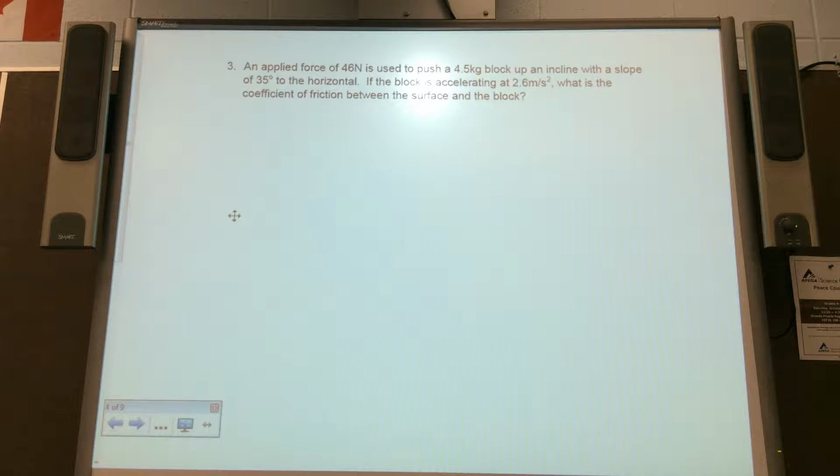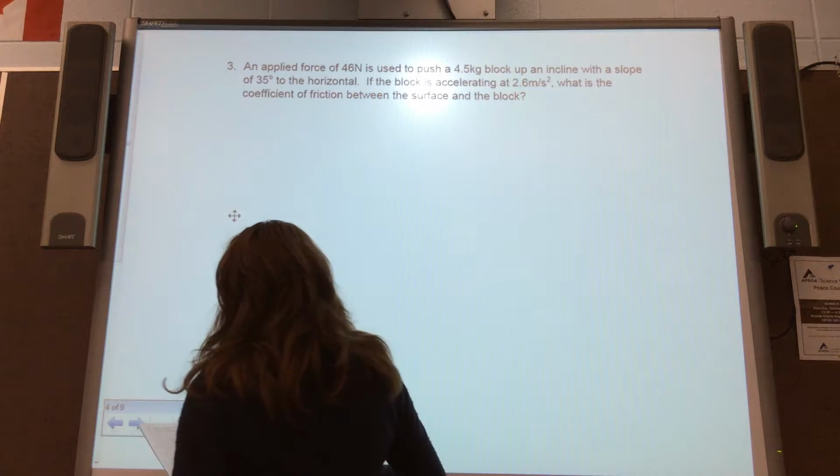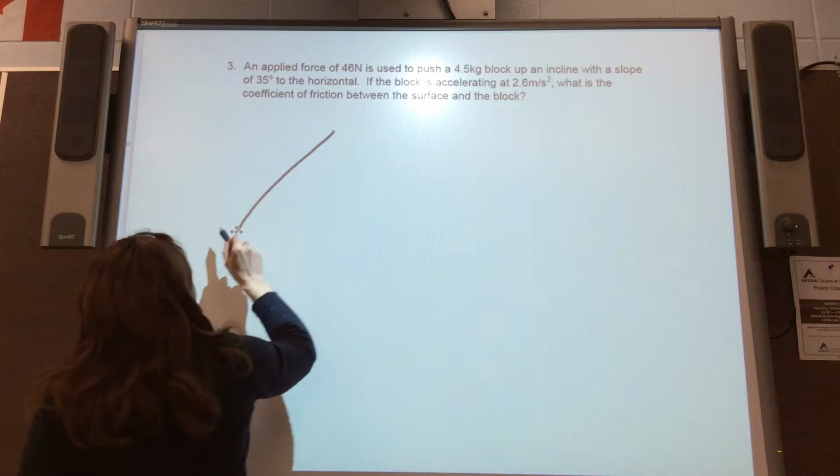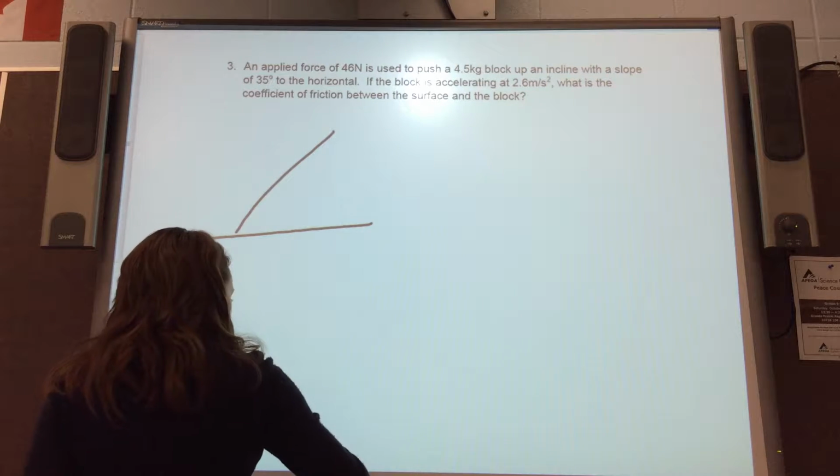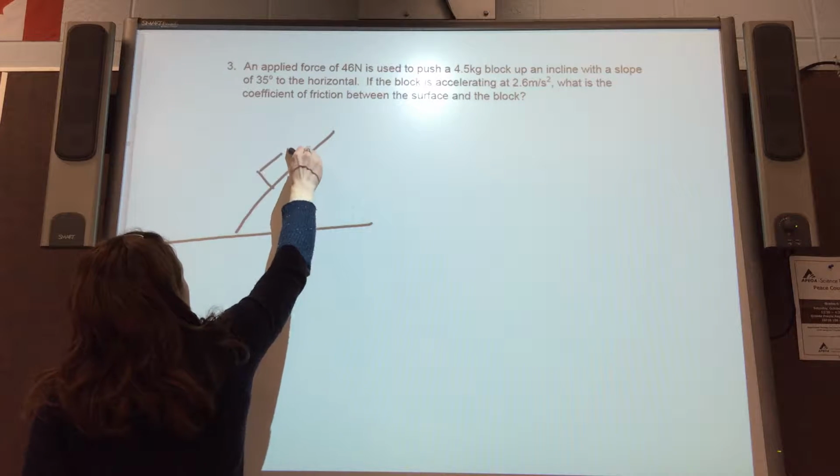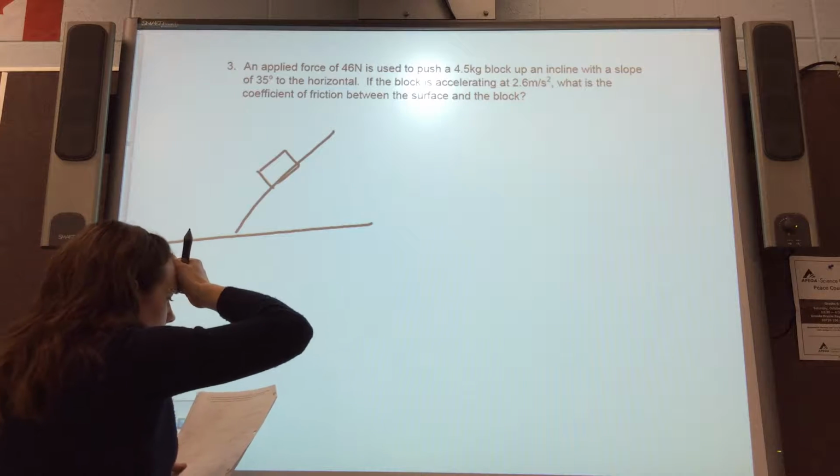So this question is about inclined forces that are being pulled up a slope rather than the ones before, they were just sliding down and there was no F app. So let's start with drawing our free body diagram. We have our incline and our object as usual.